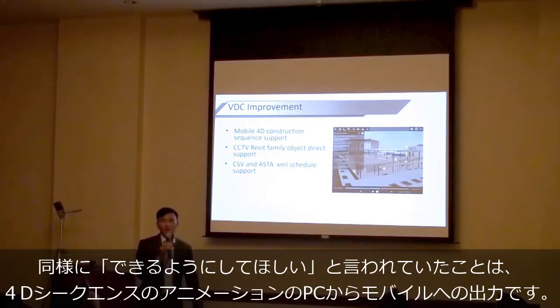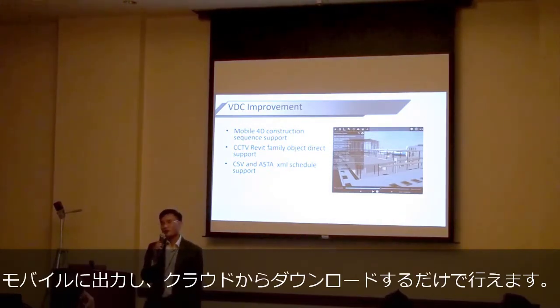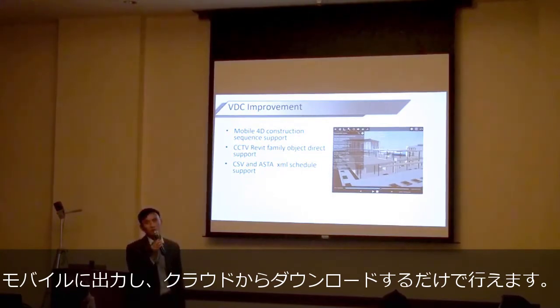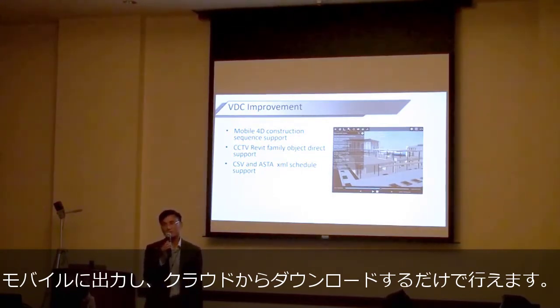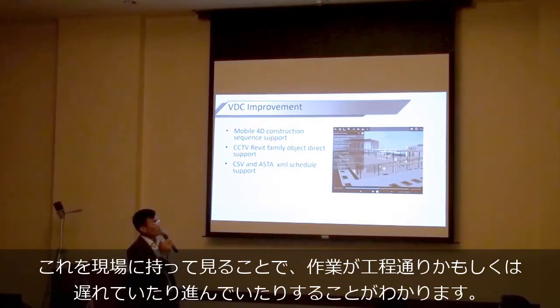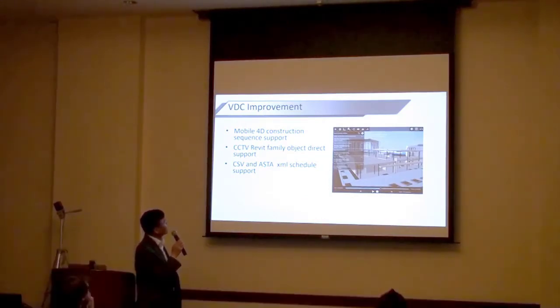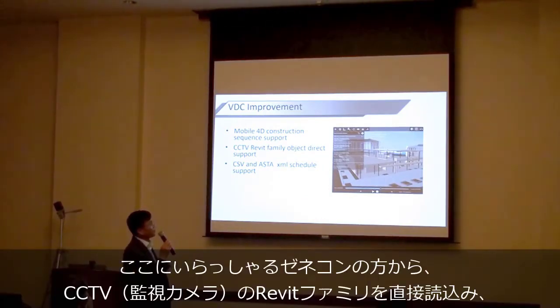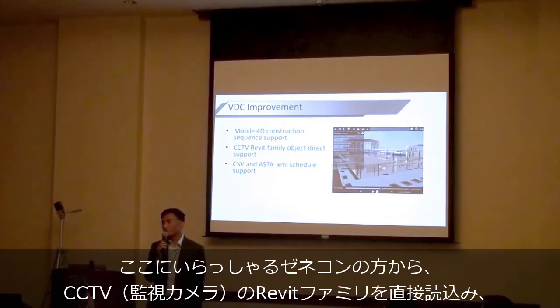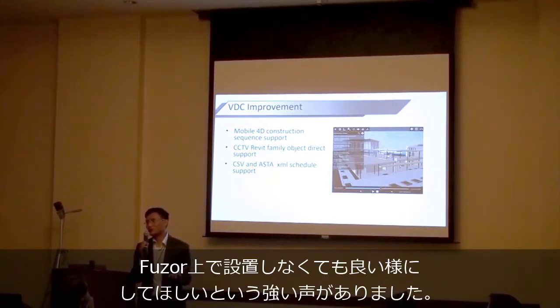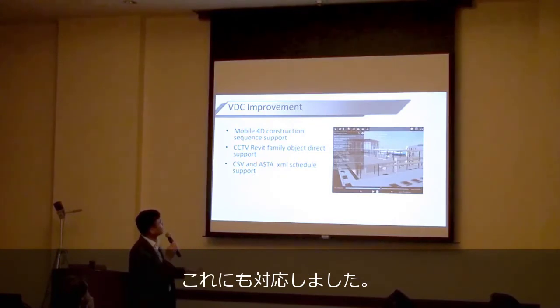So another thing that we have been asked to do is to move all these 4D sequences and animation from PC to mobile. Now, all you have to do is export that to mobile and download from the cloud, and mobile will work. You can just play it, go to the work site, and check if they are behind schedule, on schedule, and so on and so forth. Also on top of that, we worked with another GC here. They really wanted to get the CCTV from Revit family directly so that you don't have to deal with the fake ones. Now we have that as well.